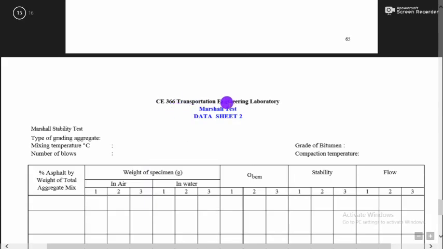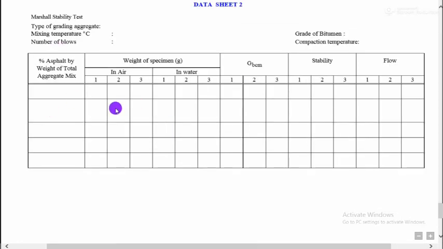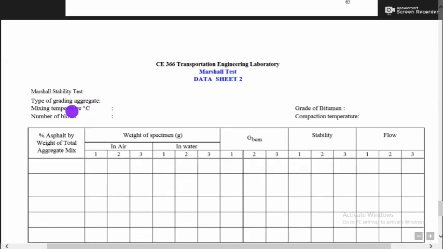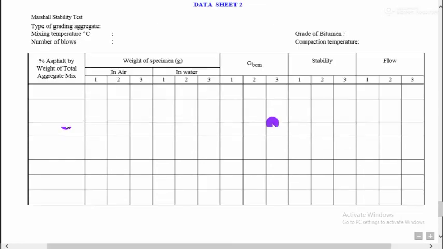Transportation Engineering Laboratory, Marshall Test Data Set 2. Format is the grade of bitumen, compaction temperature, as modified, the old format and a new format. Marshall stability test of the grading aggregate, mixing temperature, number of blows, flow.